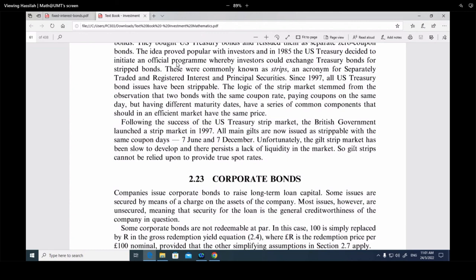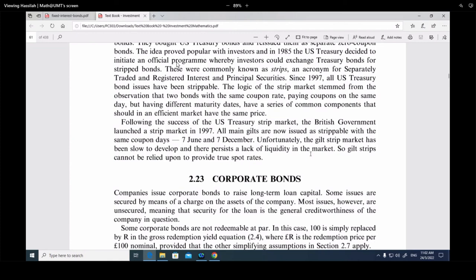Dipotong-potong, jadi period dia jadi dari masa kosong sehingga 1 saja bond tu. One period. Instead of bond tu dipegang selama 10 tahun, bond 10 tahun itu dipotong-potong menjadi dari masa kosong sehingga 1 saja. So one period ataupun mungkin 2 period sahaja. Yang ini berlaku in real life, bukan semestinya bond tu memang tempoh panjang macam tu. All main gifts are now issued as strippable with same coupon days.